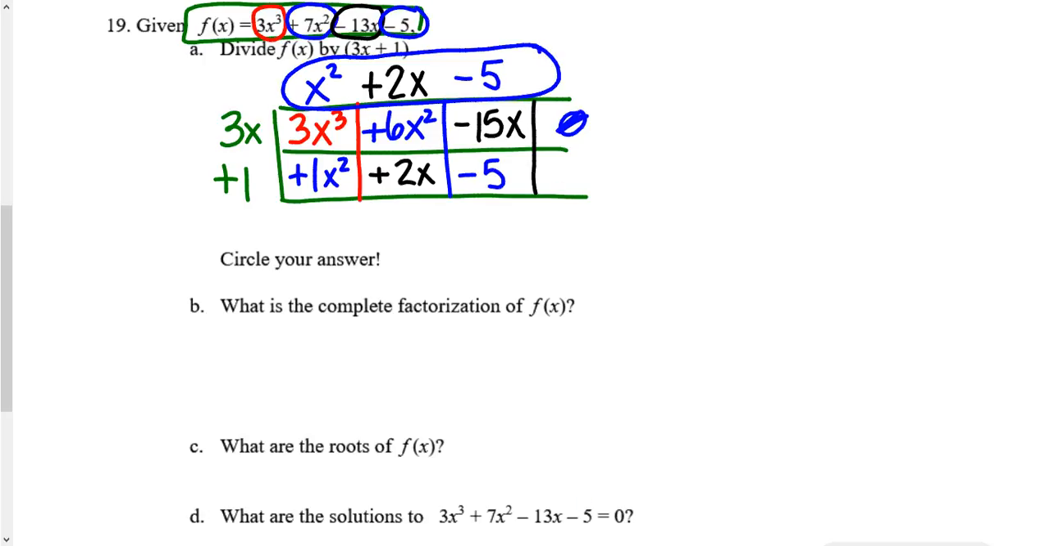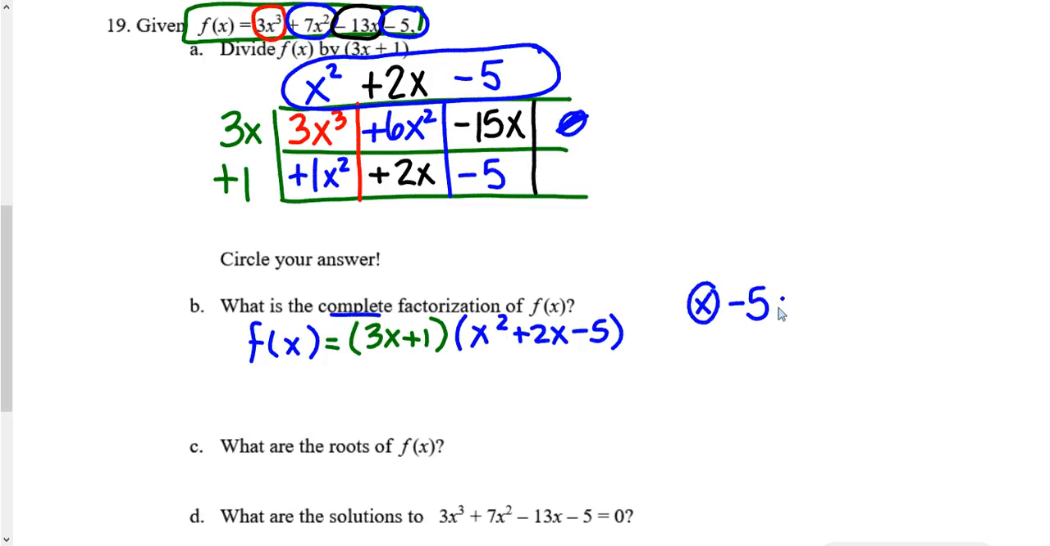All right, so question B says, what is the complete factorization of f of x? So I'm trying to set you up here. We know that if this is the area, that's f of x, then the two factors are what we had outside. So our first factor was that 3x plus 1 that we divided. And our second factor is what we got as the answer to the division, the x squared plus 2x minus 5. Now this said complete factorization, so I want to check, can I factor this some more? Are there two things that multiply to negative 5 and add to positive 2?